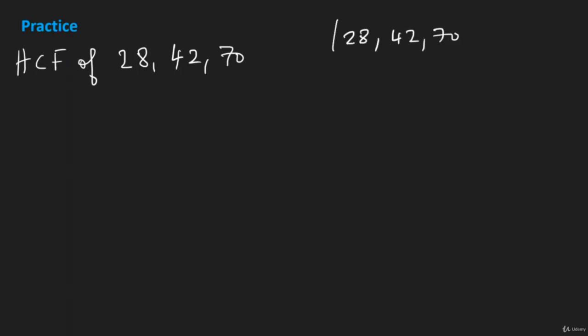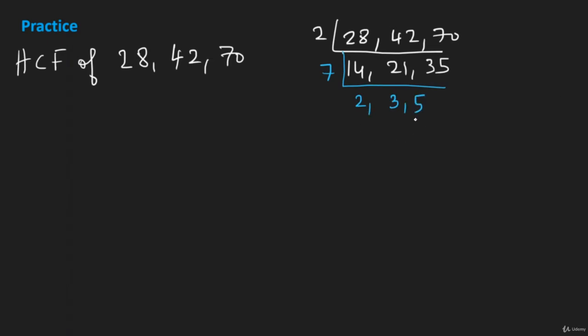Let's try to do the HCF of 28, 42 and 70. Now, what is a common factor that we can take out of them? I can take out 2, right? So 28 by 2 is 14, 42 by 2 is 21, and 70 by 2 gives me 35. Now, from 14, 21 and 35, is there any common factor that I can take out? Yes, I can take out 7, right? If I take out 7, I'm left with 2, 3 and 5.